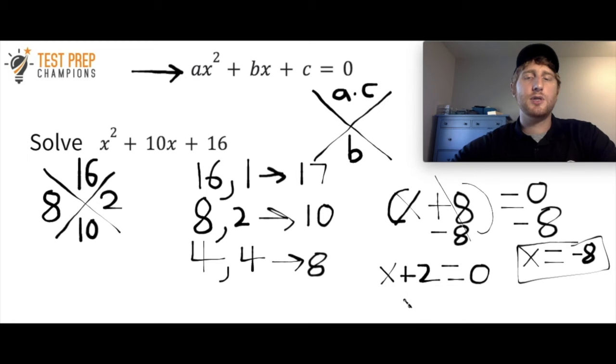The other solution is going to come from x plus 2 equals 0. If I solve it for x, I would subtract the 2 from both sides, and that's going to tell me that x equals negative 2. So the solutions here are going to be x equals negative 8 and x equals negative 2.